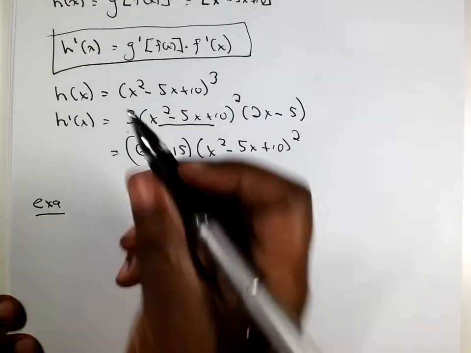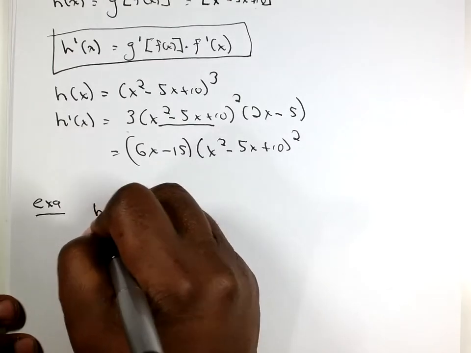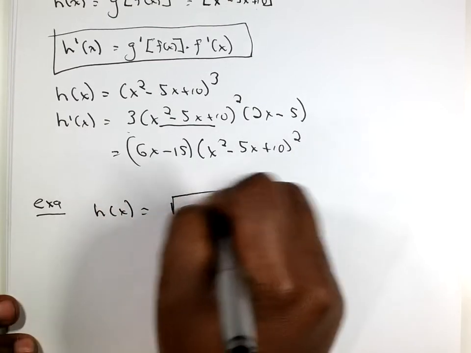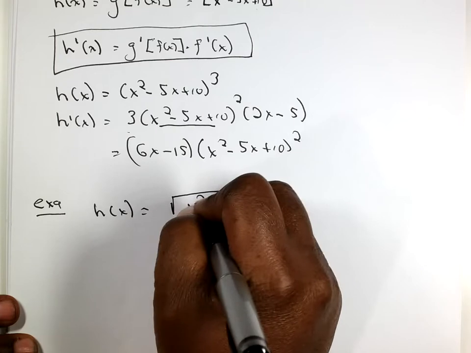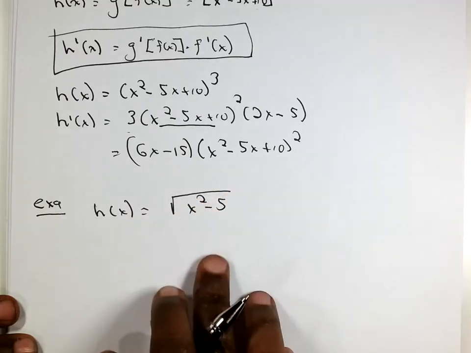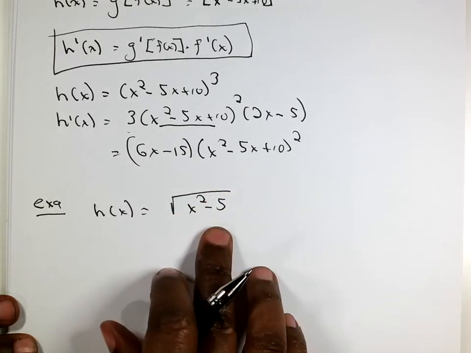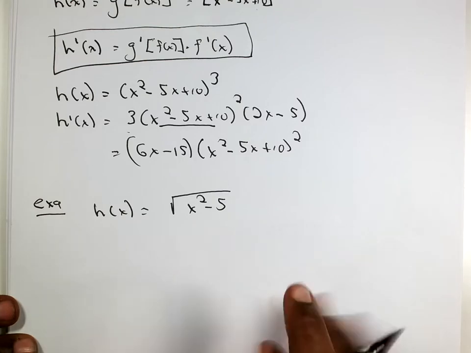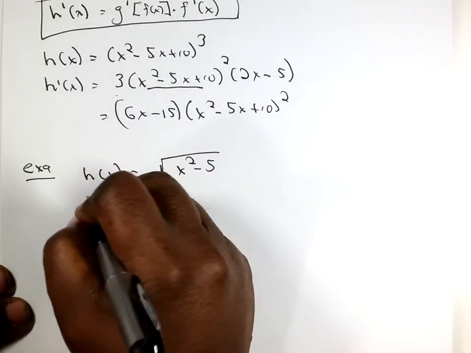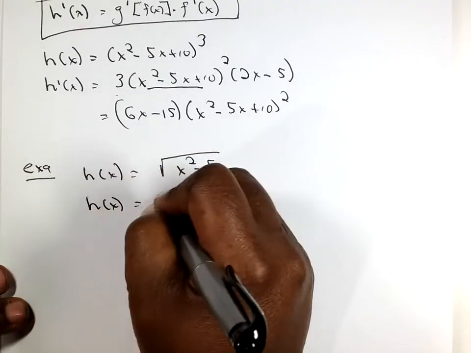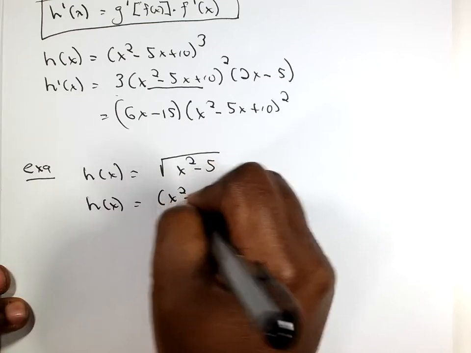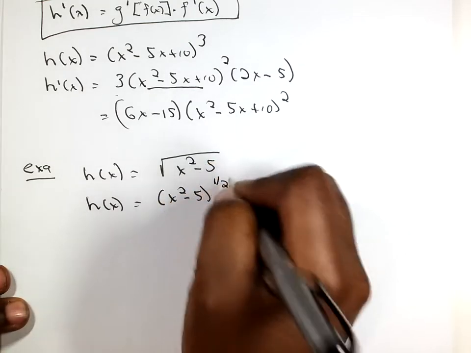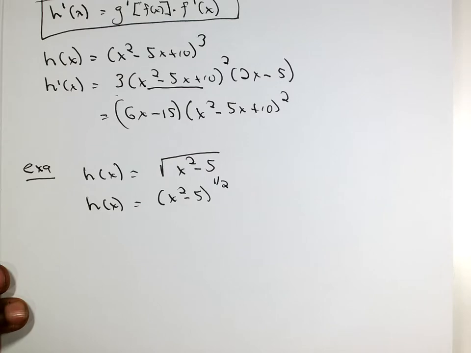Alright, my next example, I have h of x is the square root of x squared minus 5. So I have the square root function, but then I have this x squared minus 5 composed inside of there. So the first thing I want to do is do a rewrite, so I can use the power rule. So that square root is just x squared minus 5 to the 1/2 power.